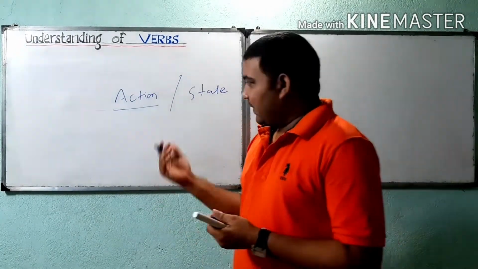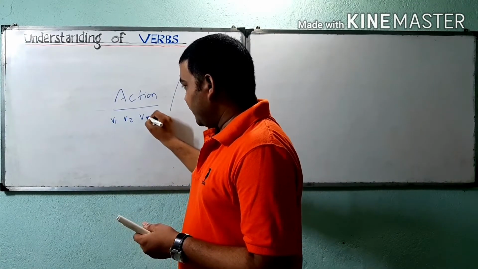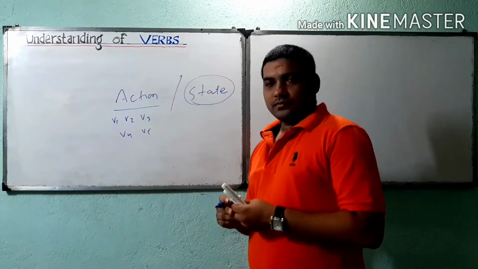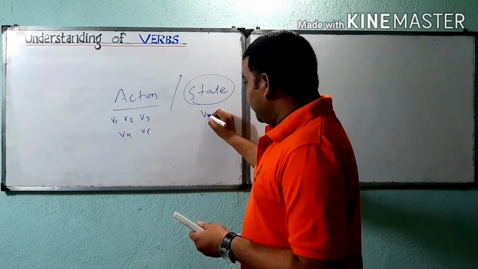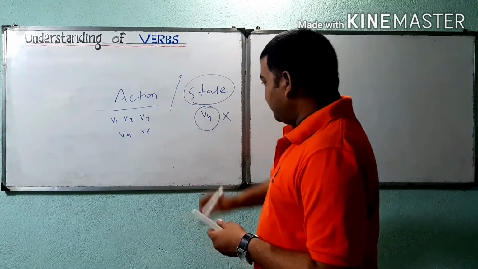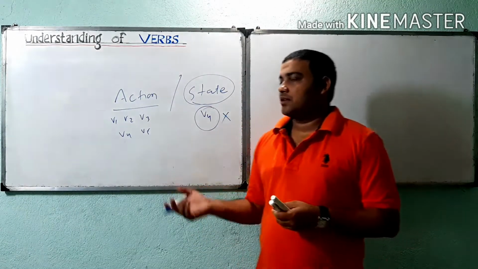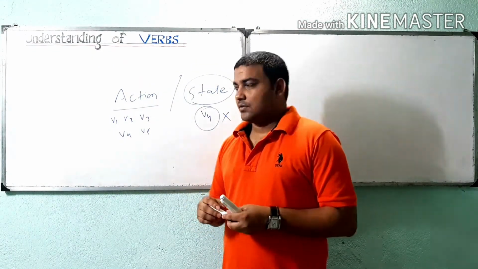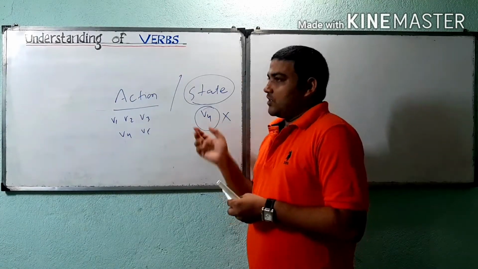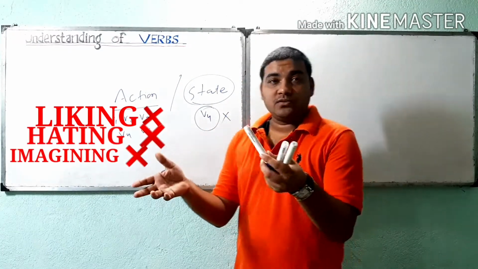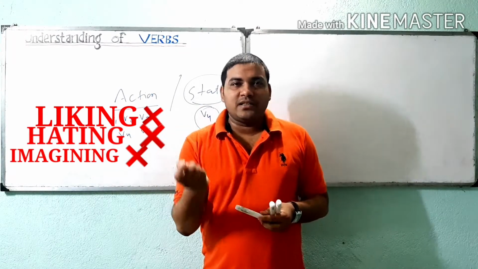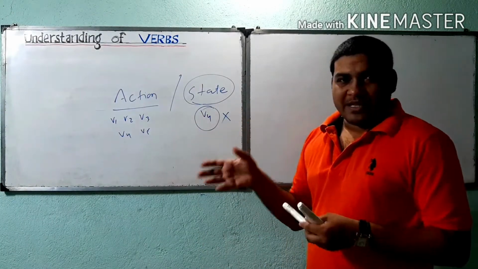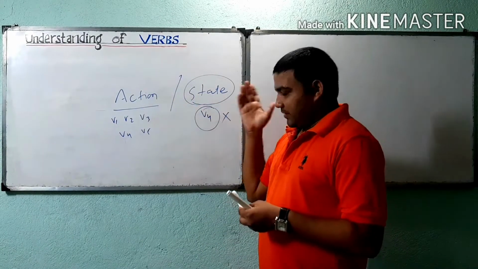This action verb has 5 forms: B1, B2, B3, B4, B5. Whereas the state verb, for your kind information, is not changed into B4 form. Like think, imagine, hate, consider, like. If I say I'm liking you, I'm hating you, I'm imagining, technically, grammatically it is wrong. Correct? So the main purpose was to tell you the difference between action and state.